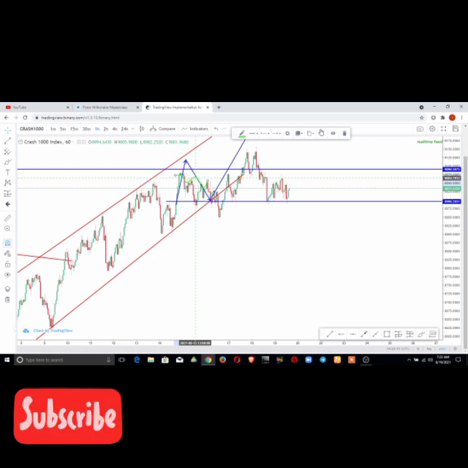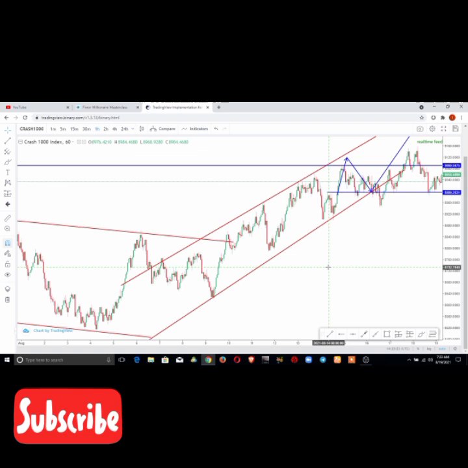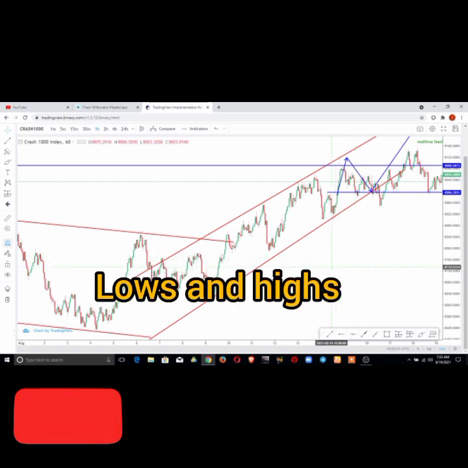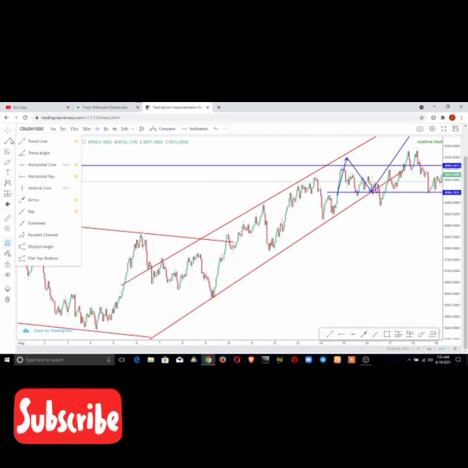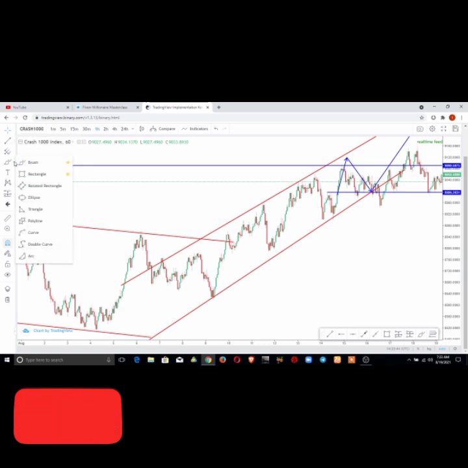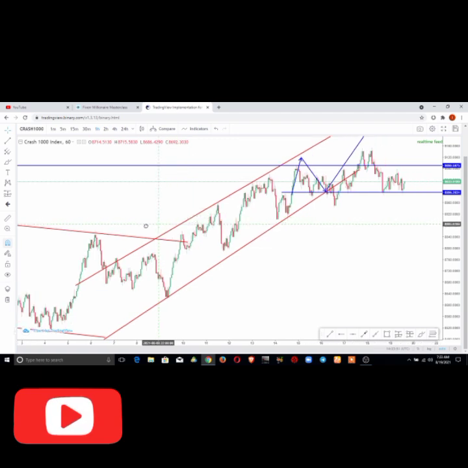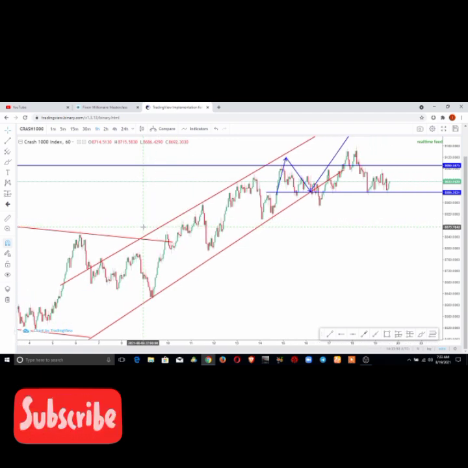All right, now what is market structure? What do you understand by the word market structure? First of all, you have to understand that there is something called lower lows and lower highs. If you understand that, then you will be able to know how to mark out your market structure, to know if it is an uptrend or a downtrend.